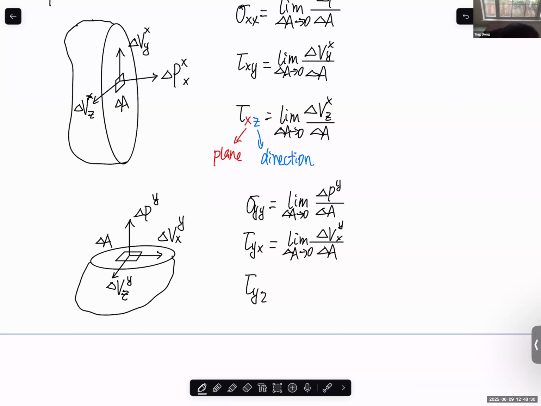Same thing for the y plane, z direction: it is equal to the shear force on the y plane in the z direction over the area, when the area approaches 0.